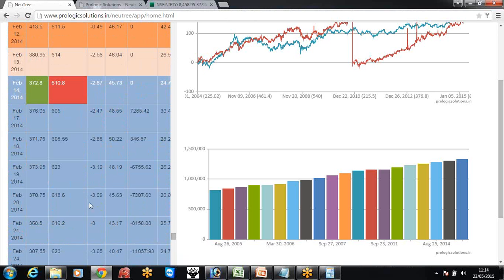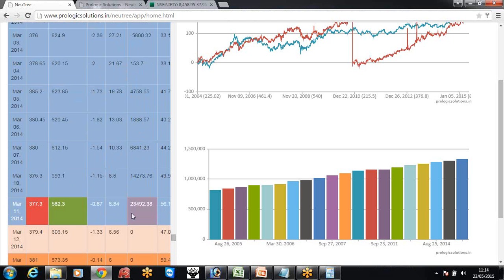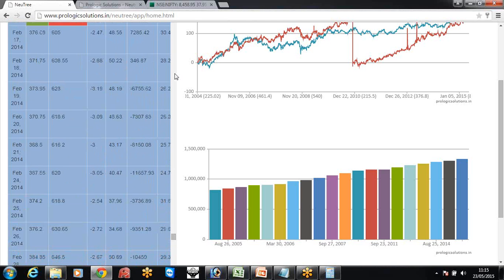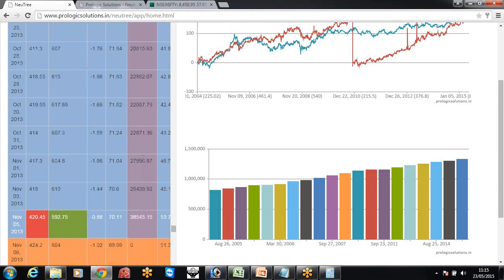So this is another trade. Cipla buy and Sun Pharma short. You can see that finally it ended at 23,000 rupees profit. So this is another profit, consistently from day one it started giving you profit. Finally ended at 38,000 rupees.